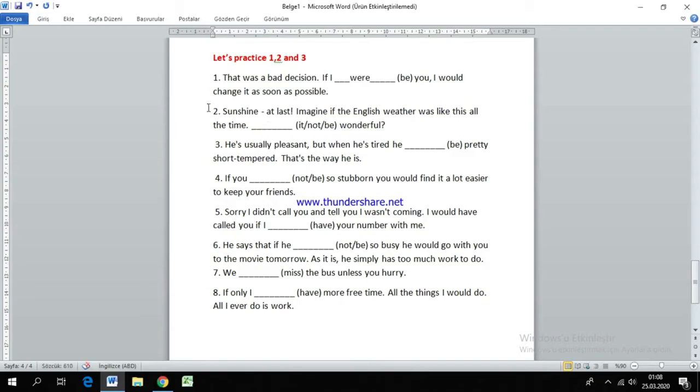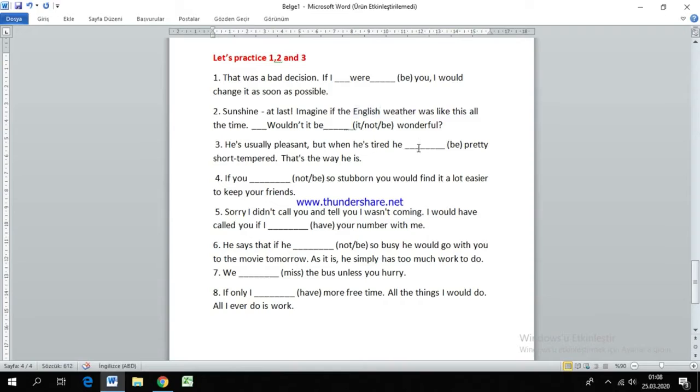Type 2. The second one. Sunshine at last. Imagine if the English weather was like this all the time. Wouldn't it be great? Again, a hypothetical situation. We all know the English weather and how it is.